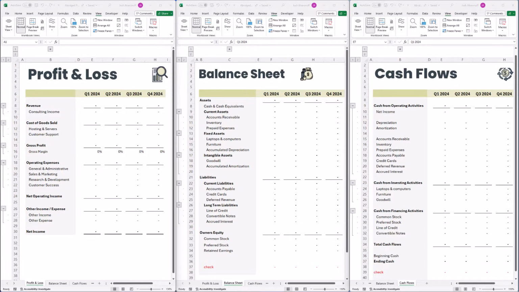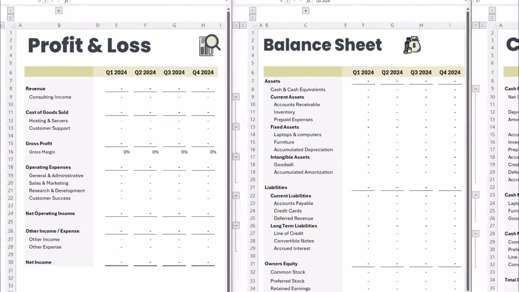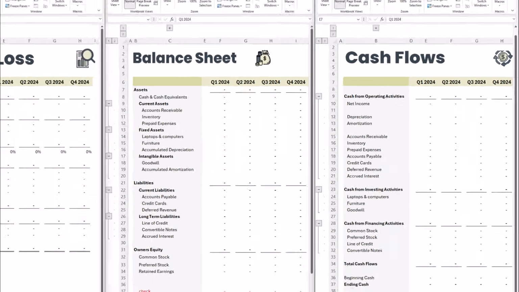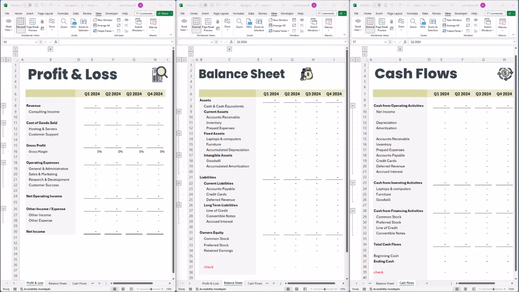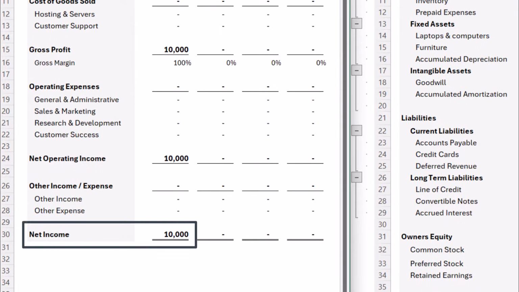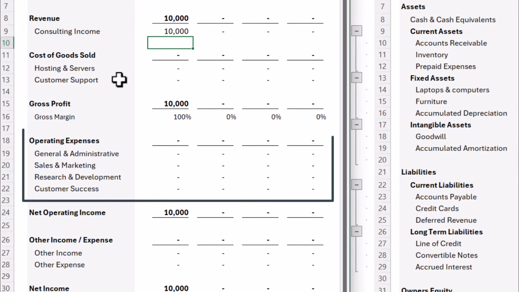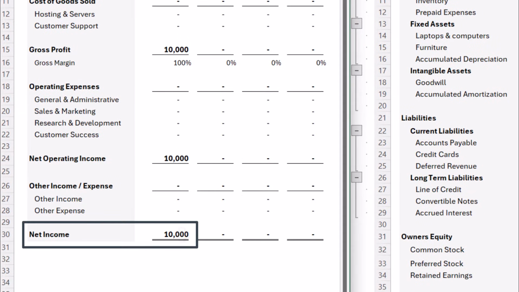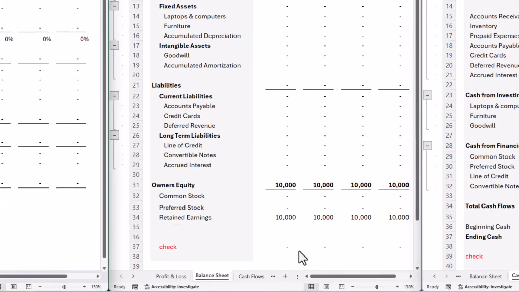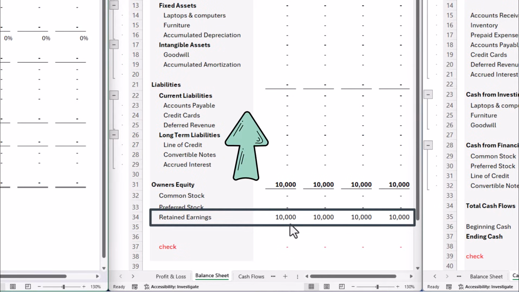Let's say I'm running a consulting firm. It's day one on the business and we have no money in our bank account. And we haven't had any business activity yet. If I do work for a client for $10,000, that means that my revenue goes up by $10,000. Notice what happens to my net income when I enter $10,000. If I have no expenses, then my bottom line net income goes to $10,000. But also notice what happens on my balance sheet. My retained earnings balance goes up to $10,000.